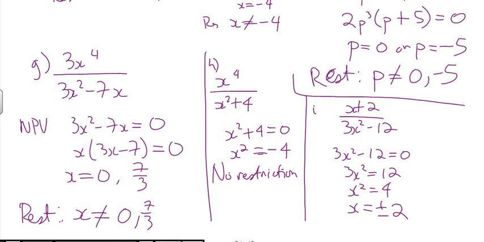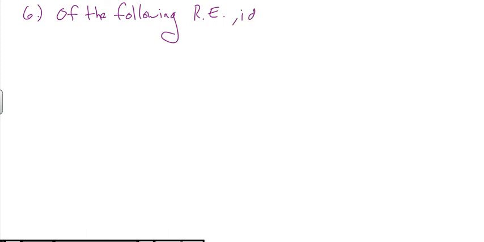Okay, two last examples. Of the following rational expressions, I'm going to abbreviate RE, rational expression. Identify the equivalent rational expressions. Explain why.